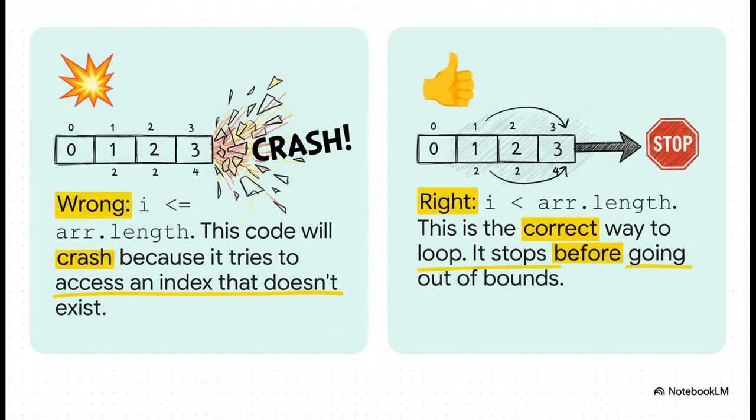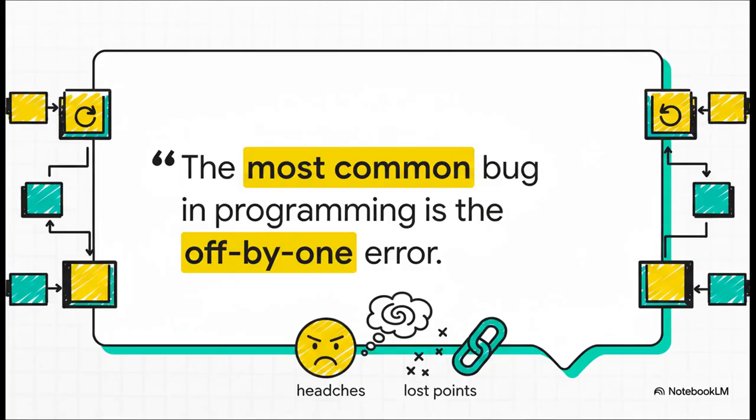The right way, the only way, is i < r.length. And I'm not just being dramatic here. This is seriously one of the most common bugs in all of programming. Getting your loop boundaries right is going to save you from so many headaches and, maybe more importantly, from losing easy points on your exam.